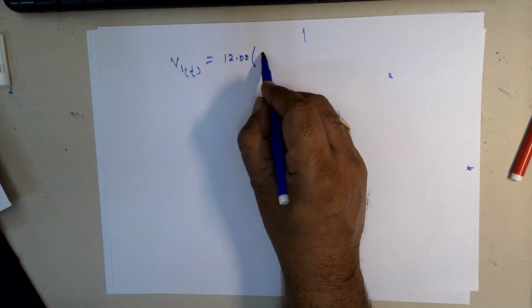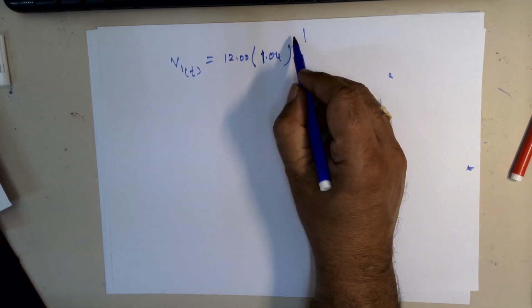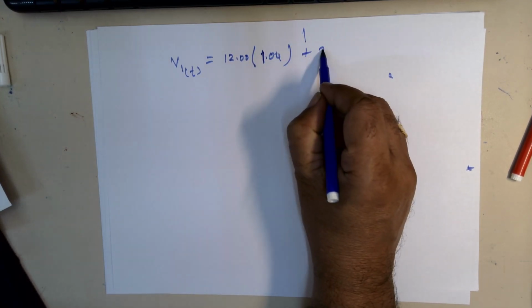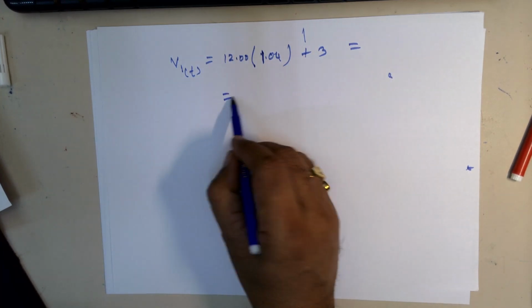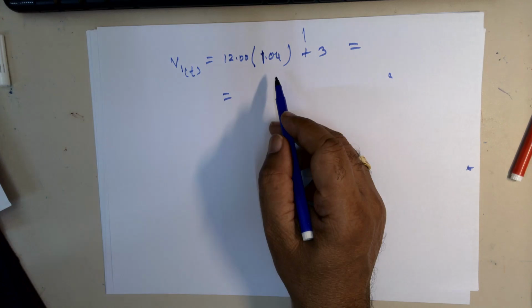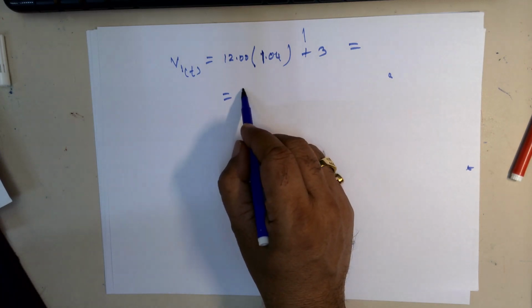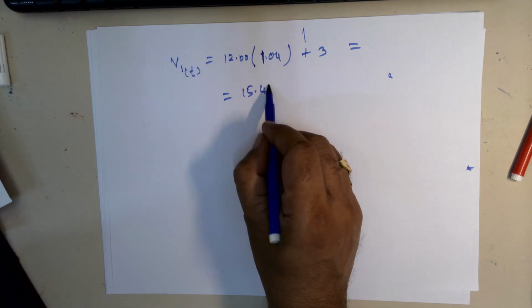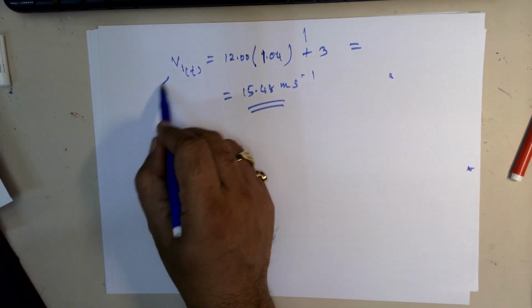So 12 into 1.04, then plus 3. So that is equal to how much? 12 into how much? Calculate. 12.48 plus 3.00. So 15.48 meters per second. So this is V1.